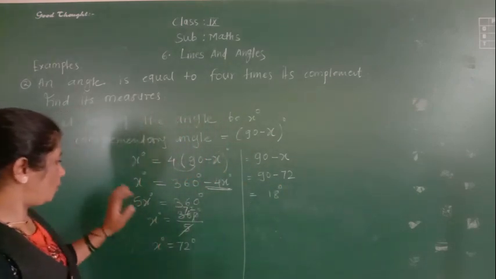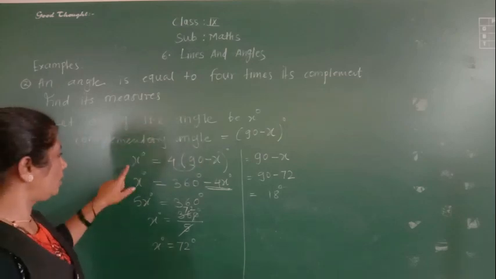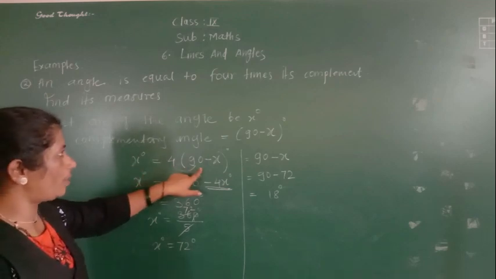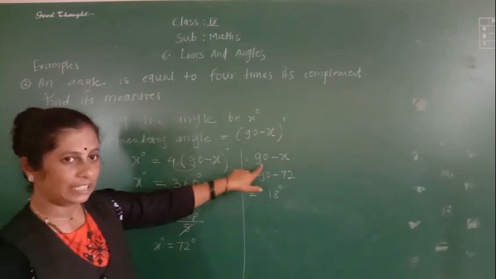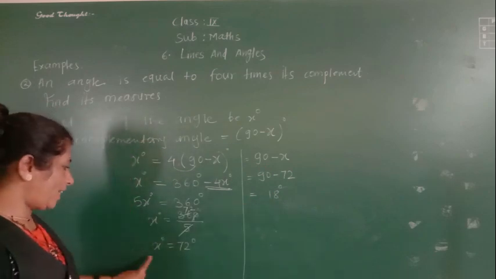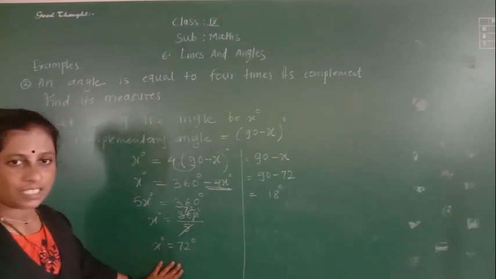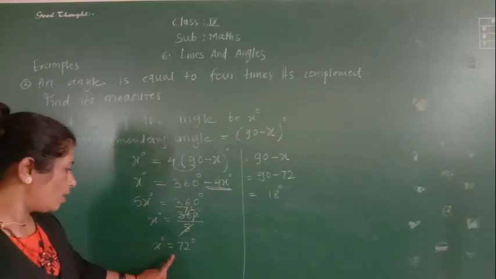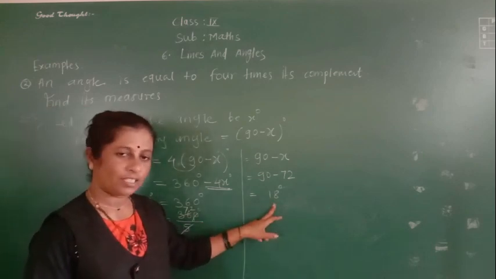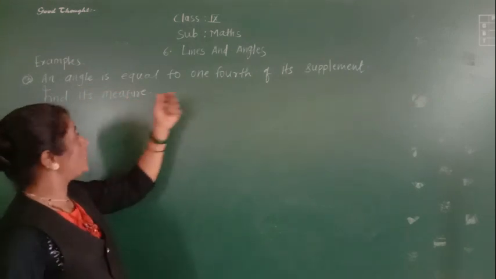Okay. So if you see this complementary angle, according to the condition, this angle is 4 times its complementary angle. Which one is the complementary angle? This 18 degree, and angle x is 72. 18 fours are 72 degree, right? So this angle is 4 times its complementary angle. Understood?